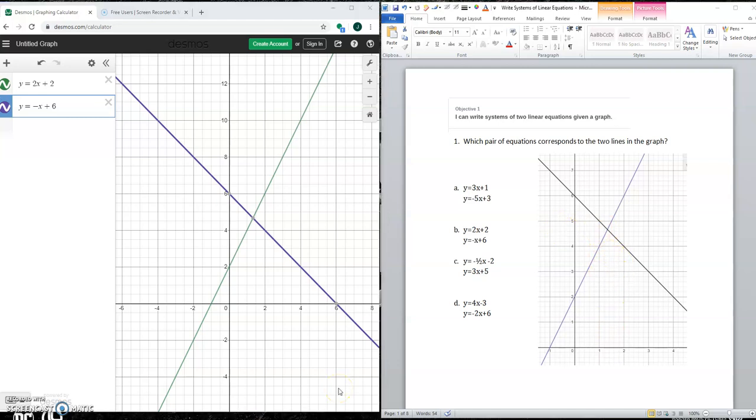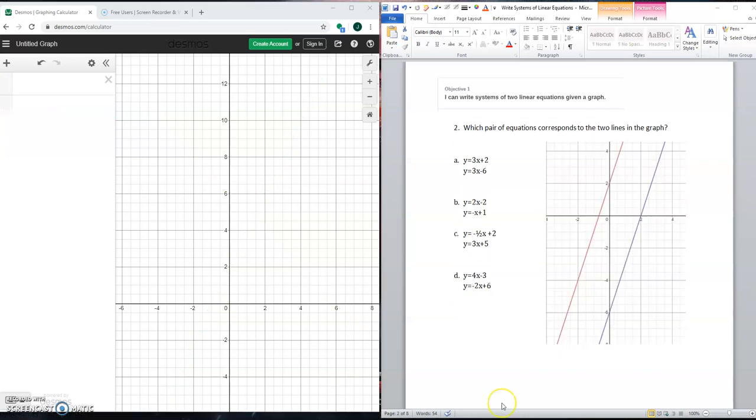So even if you've already found your answer B, I still want you to look and plug in C and D just to make sure that you are checking all the answers and really looking for what's wrong with them so that you can finalize your answer and really say that the right answer is B. So example number 2, which pair of equations corresponds to the 2 lines in the graph?